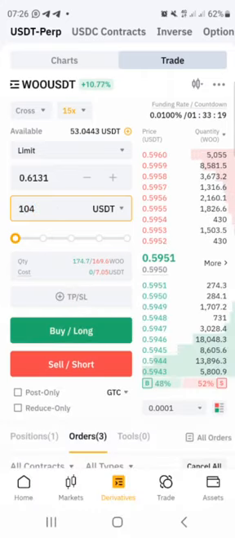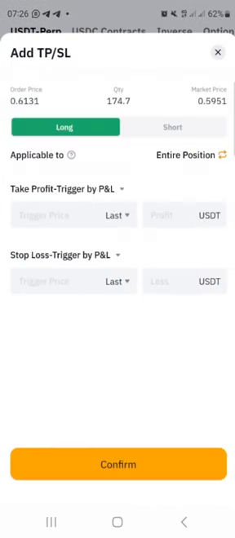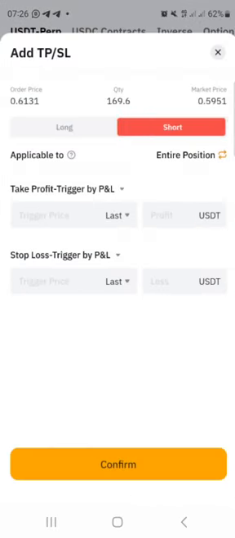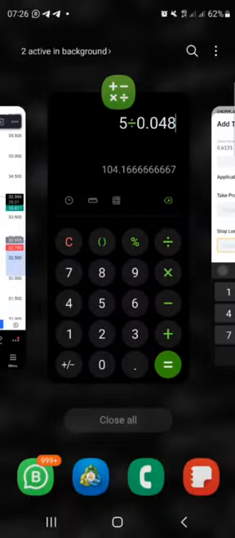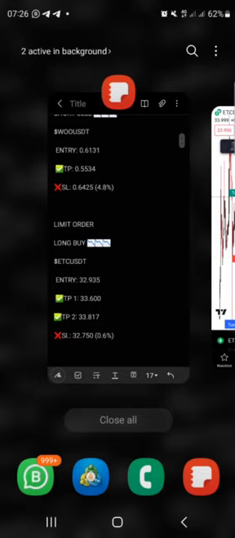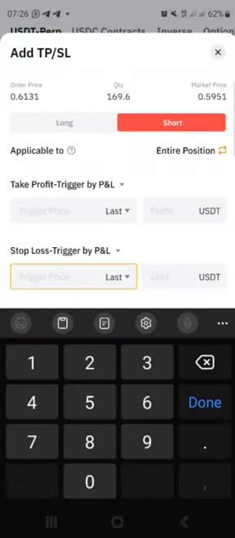The next thing you want to do is go to TP/SL. Go there. It's a short trade, so you go to short. So the first thing you want to check is your stop loss. Put your stop loss price. Your stop loss is 0.6425.